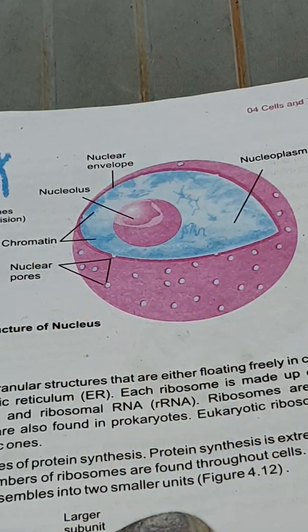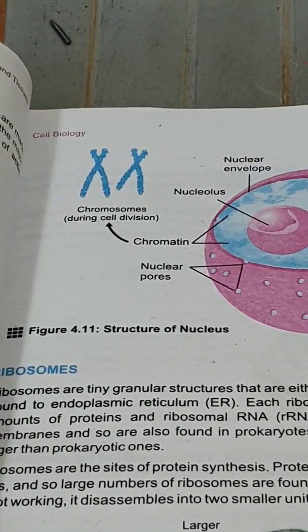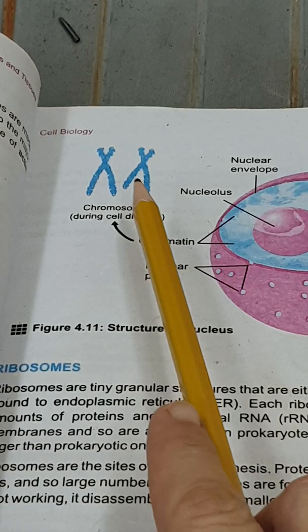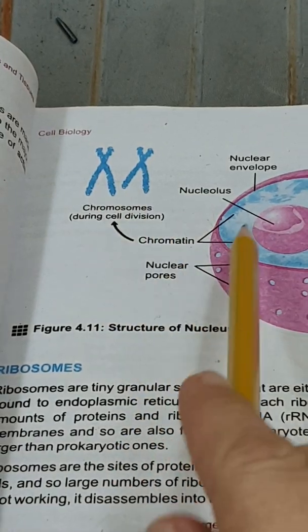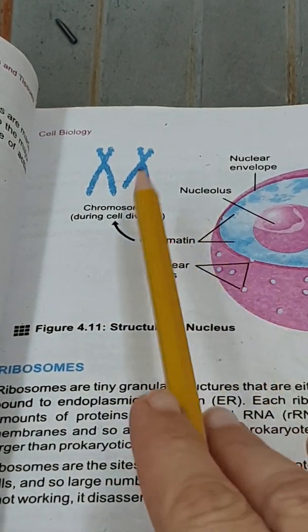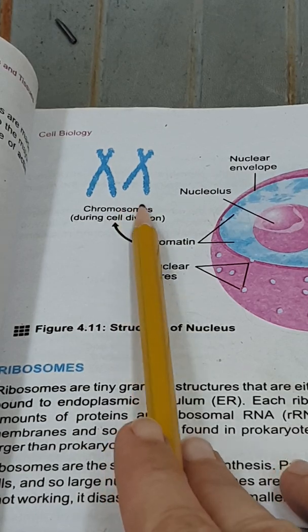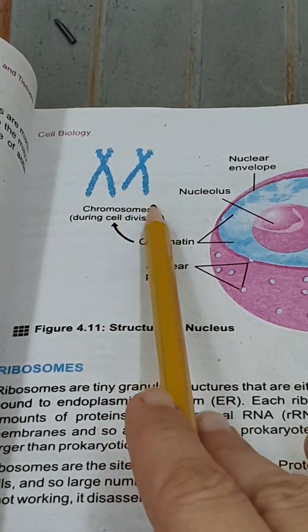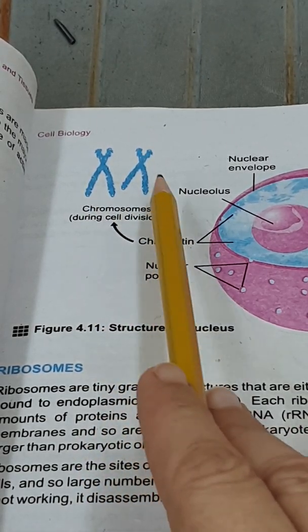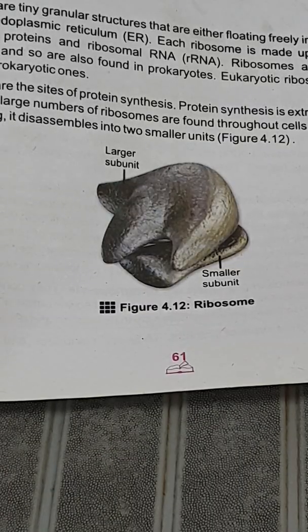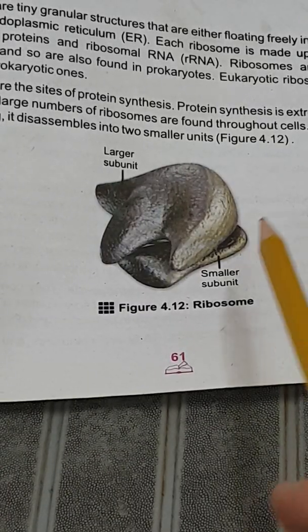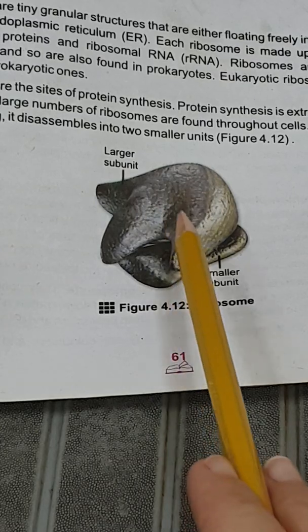And you can also see the structure of the chromosome. When the chromatin material changes into the chromosome, it appears like this during the process of cell division. Our next organelle is the ribosomes.